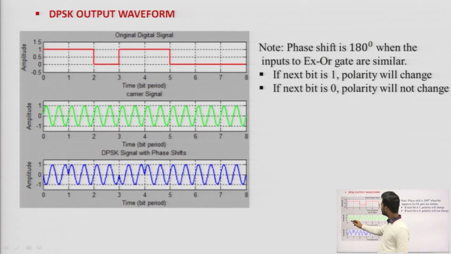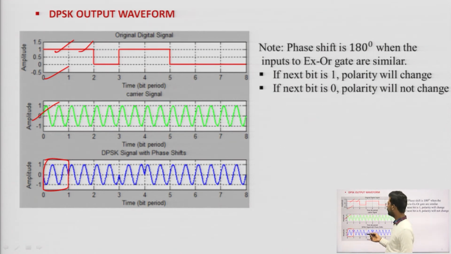Okay, now this is your carrier signal. Now we can see that phase shift to 180 when the input XOR gate bits are similar. Okay, if next bit is 1, polarity will change. See here bits are 1 1. First bit is 1, so same phase. If next bit is also 1, then what will happen?